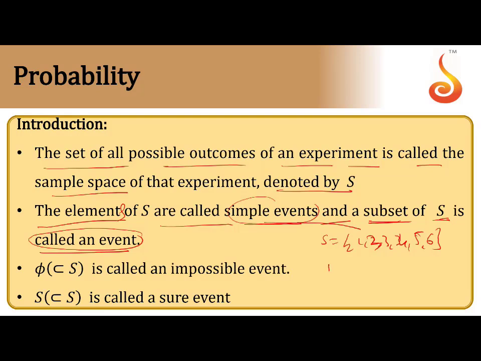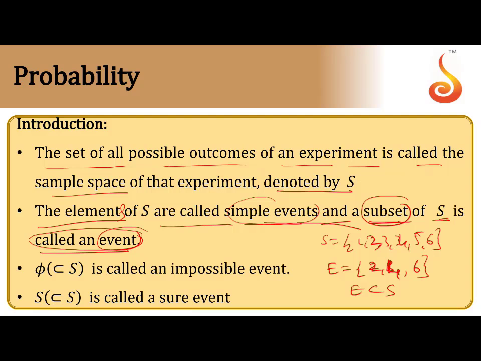And suppose I take an event. Events are denoted by using capital letters. E is an event which has even numbers: 2, 4, 6 are even numbers. So here clearly E is a subset of S. Any subset of the sample space is called an event. Any subset of S is called an event. A subset is nothing but an event. I hope this is clear.